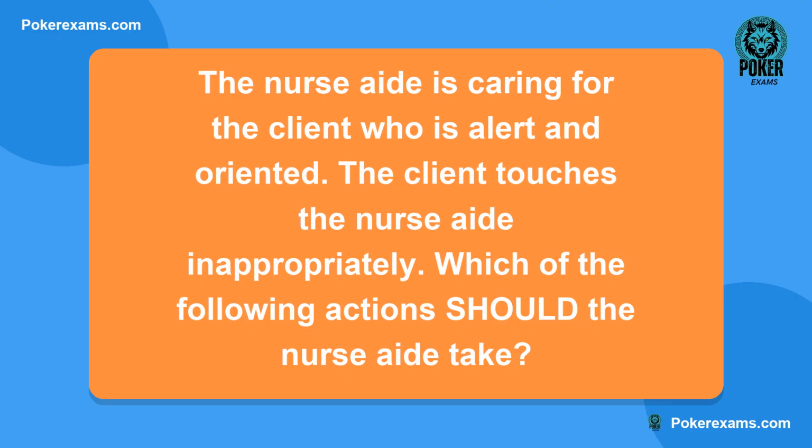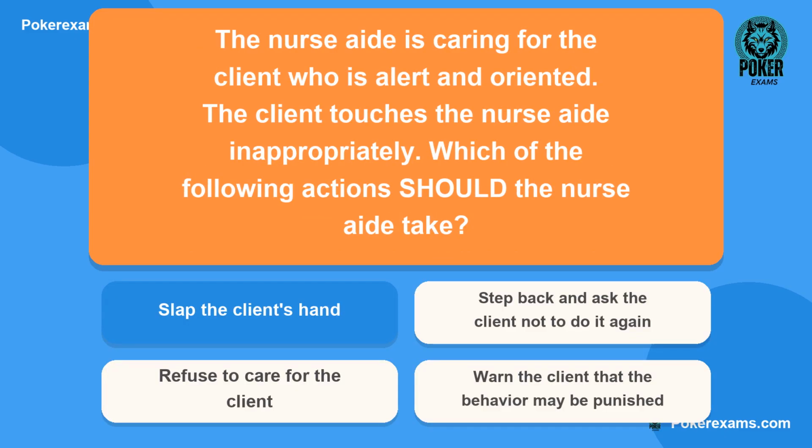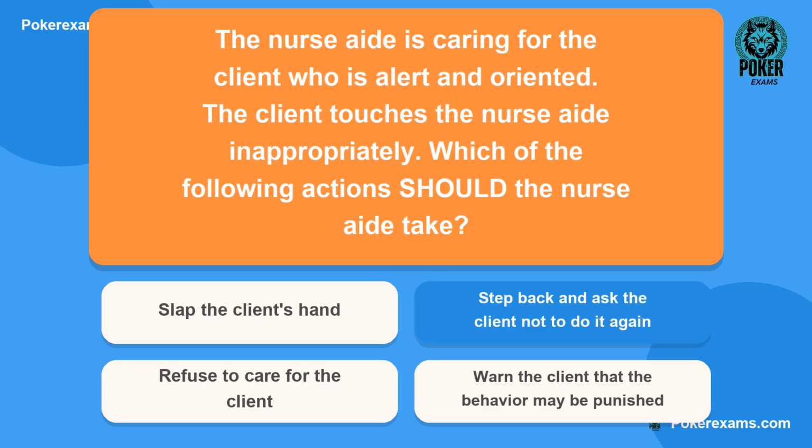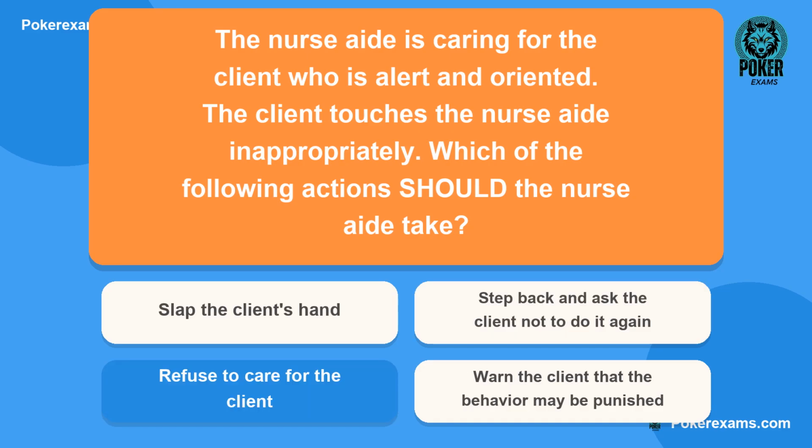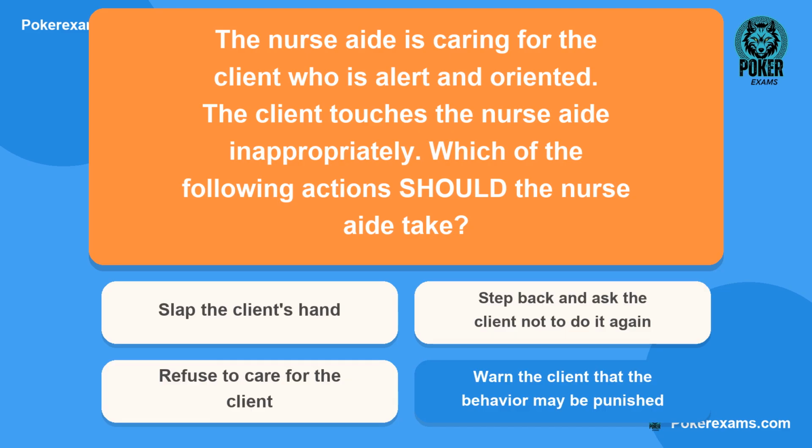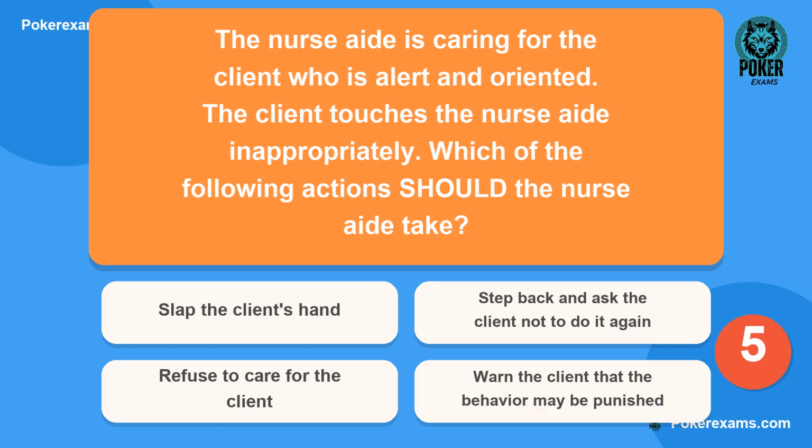Next question. The nurse aide is caring for the client who is alert and oriented. The client touches the nurse aide inappropriately. Which of the following actions should the nurse aide take? Is it A, slap the client's hand? Or B, step back and ask the client not to do it again? Could it be C, refuse to care for the client? Or lastly D, warn the client that the behavior may be punished?